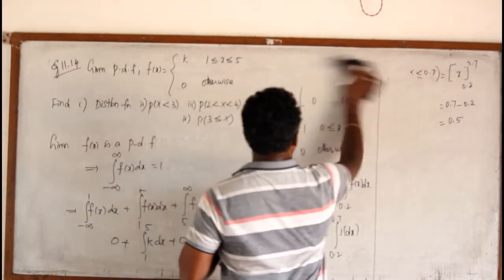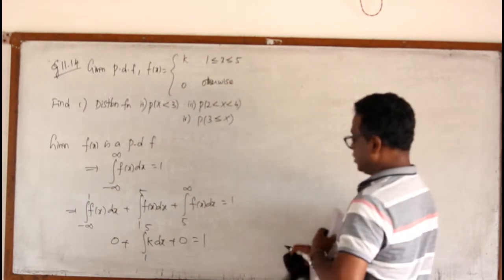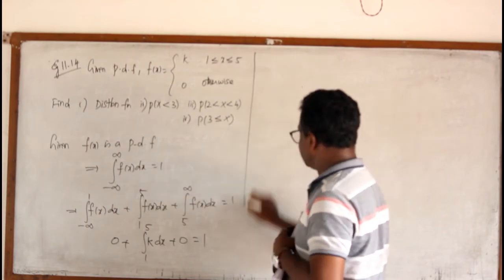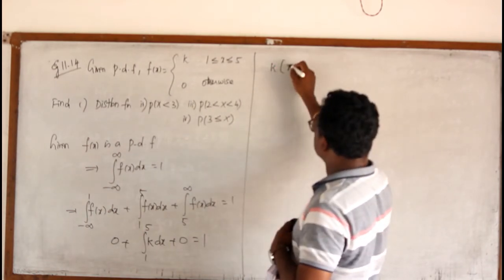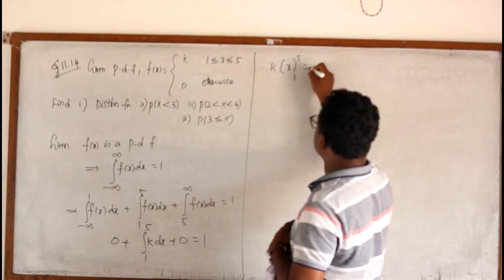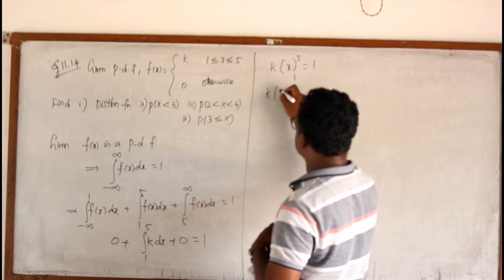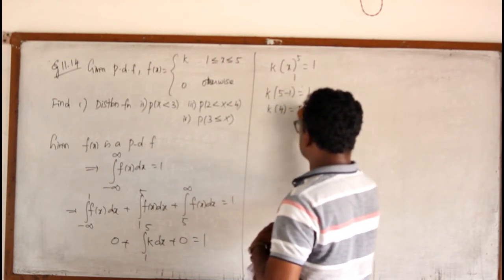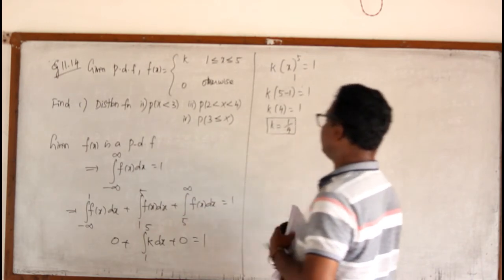Therefore, all these are becoming 0. So only k dx must be integrated. K value is constant, taken out. So dx integration is x. Limits are 1 to 5 equal to 1. K into 5 minus 1 is 1. K into 4 equal to 1. So k value is 1 by 4. So we found the value of k.